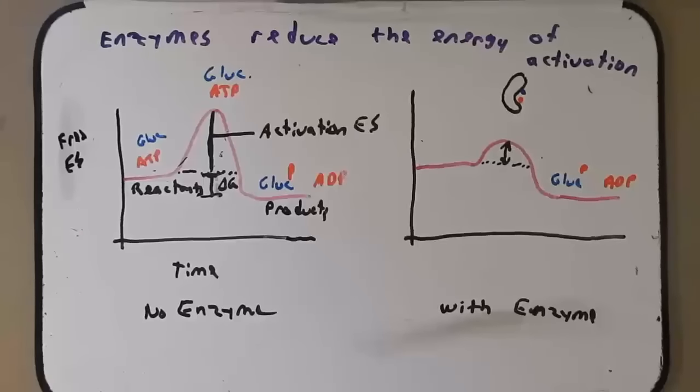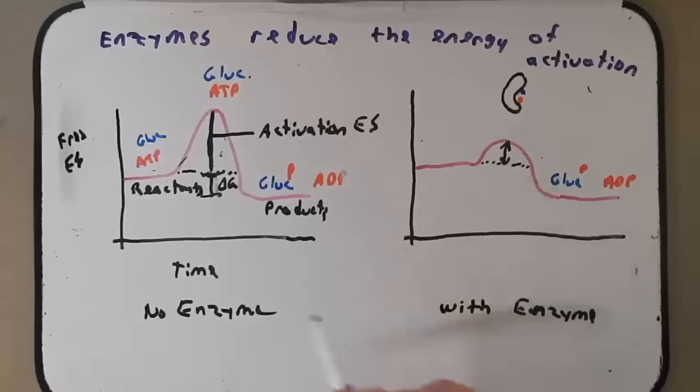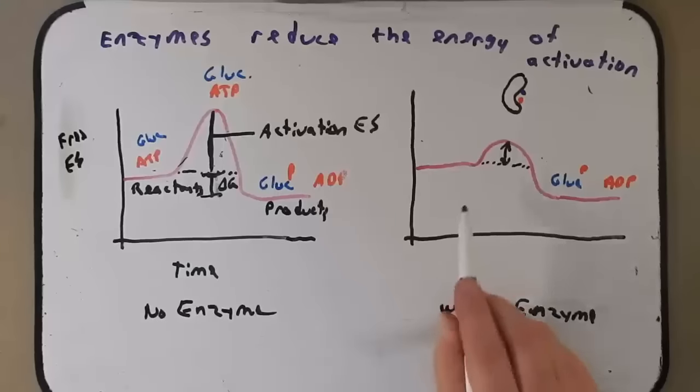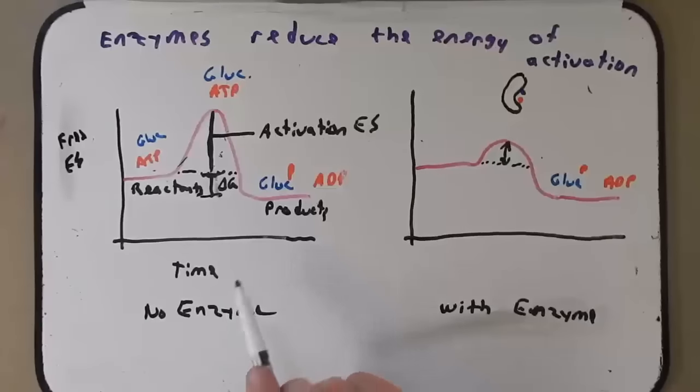Now on your own, I want you to think about how we could achieve this lower energy of activation without an enzyme. What could we do to the environment in such a way that would make glucose and ATP more likely to come in contact with each other, that would also lower this energy of activation without an enzyme?